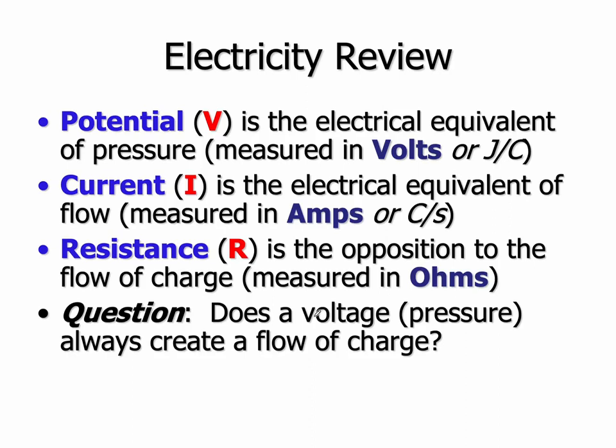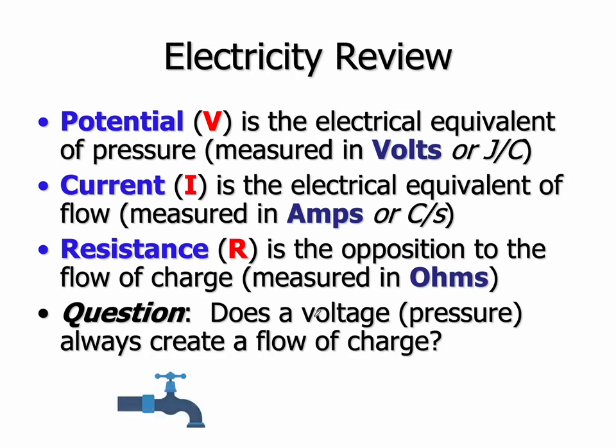All right. So quick review before we get going. Potential, variable V, is the electrical equivalent of pressure, measured in volts. Electrical current, represented by the variable I, is the electrical equivalent of flow, measured in amps. Resistance, variable R, is the opposition of the flow of charge, measured in ohms. And here's my quick check question. Does a voltage or pressure always create a flow of charge? I'll pause for a second and then give you the answer.